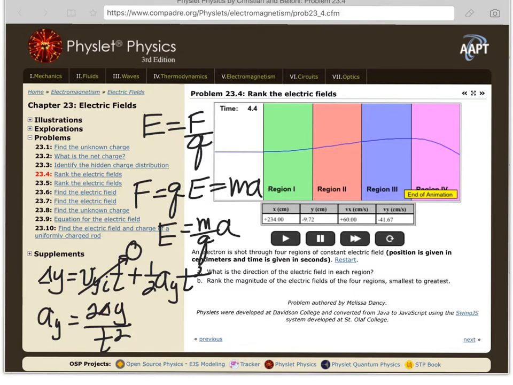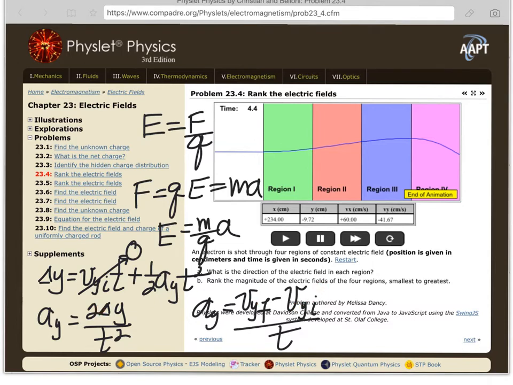So since you have the y velocities, what are we going to do? We're going to use the equation. You can just use the equation. The acceleration is the change in velocity over time, because we have these velocities.